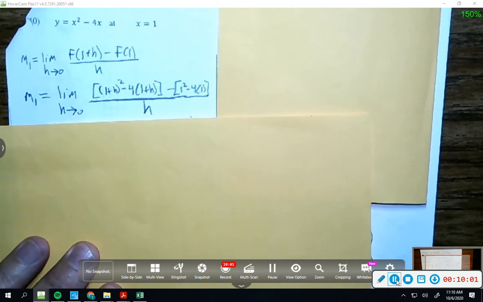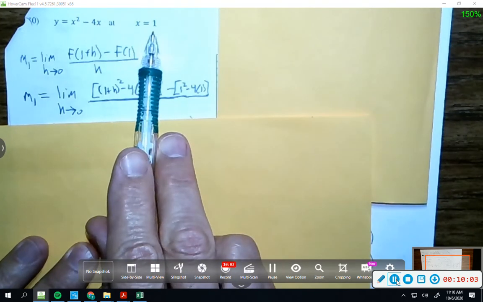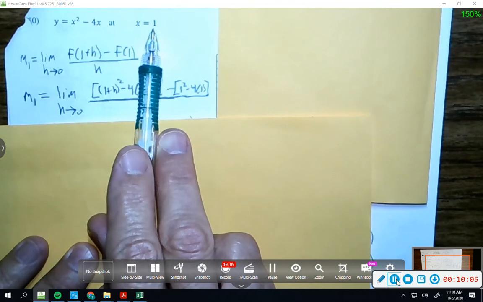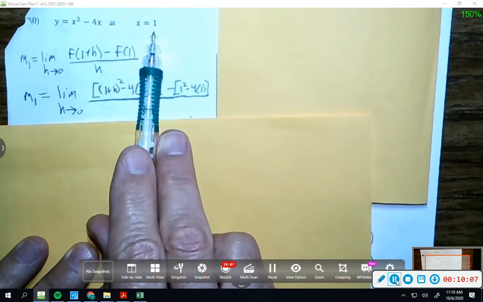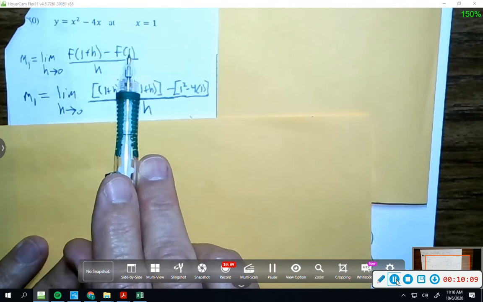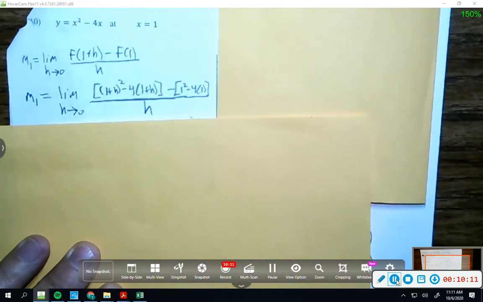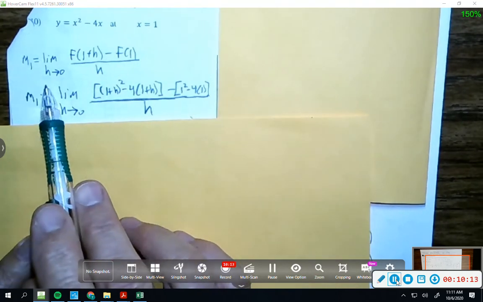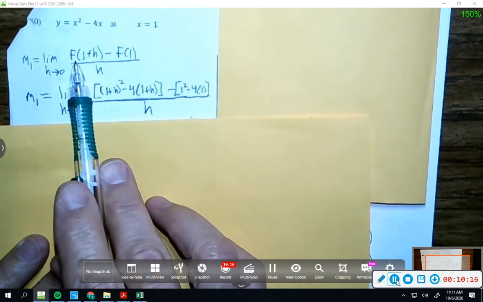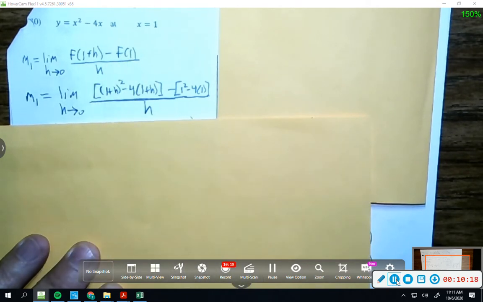In this case, a is 1. So if they tell you to find the slope at a particular value of x, we might as well plug that in for a and not leave it abstract. I want to find the slope at 1. That's the limit as h approaches 0 of f of 1 plus h minus f of 1, all over h.